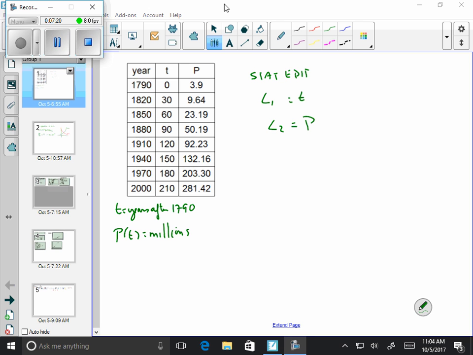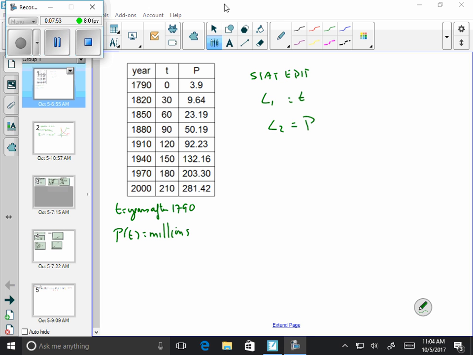We're going to be using the calculator to generate some functions for us. If you put in 1790, 1820 and so on, the numbers are going to be too big for it, and the program will just freeze. So put in 0, 30, 60, 90 down for L1, and 3.9 up to 281.42, how many million people there were in 2000, for L2.